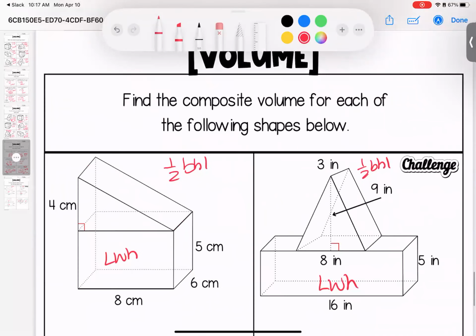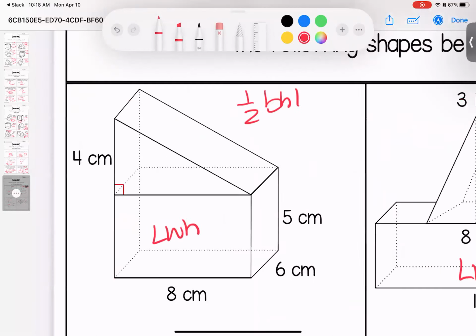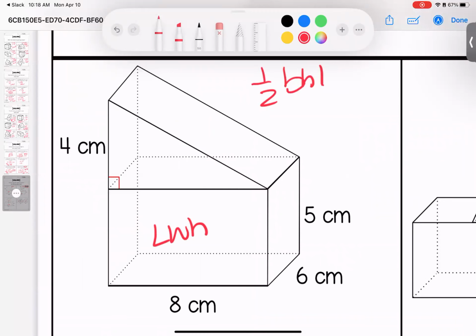Now, my sweet faces, we have a challenge on our hands, specifically with this one, which we're going to talk about, but these are hard. So what we have here is we have to find the volume of composite shapes. So instead of just utilizing one type of volume, now we have multiple.